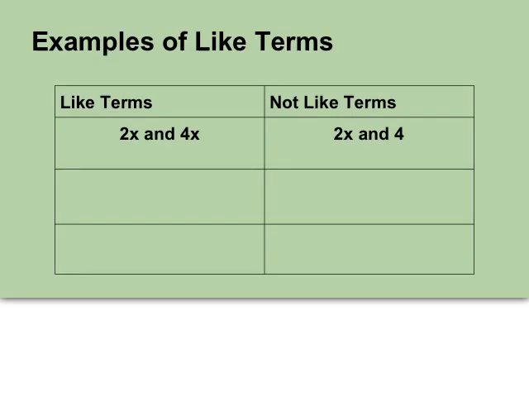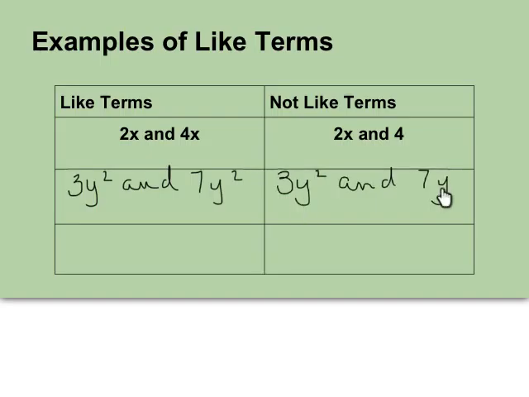Another example of like terms could be 3y squared and 7y squared. They have the same variable, y, raised to the same power, to the second power. An example of not like terms would be 3y squared and just 7y. So don't be fooled, just because they have the same variable y, this is y to the second and this is y to the first. So those are not considered like terms.